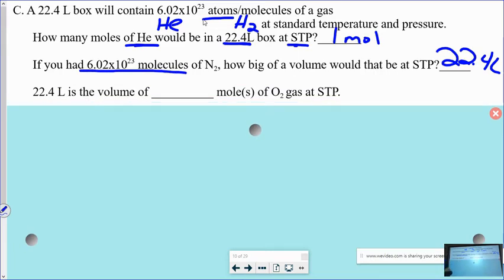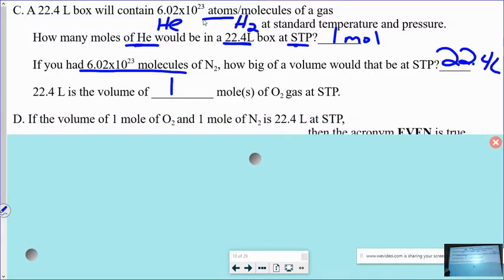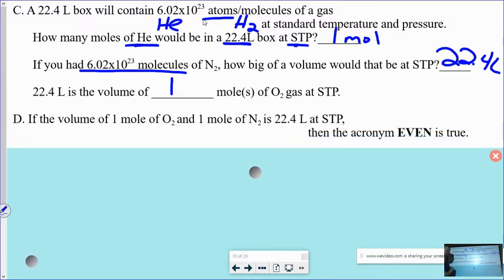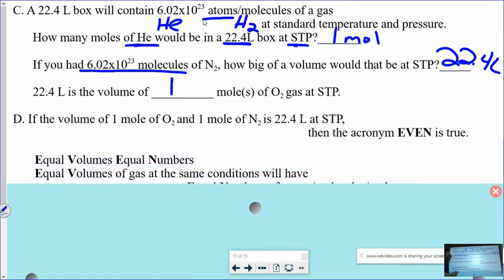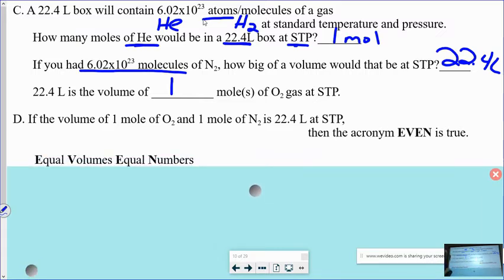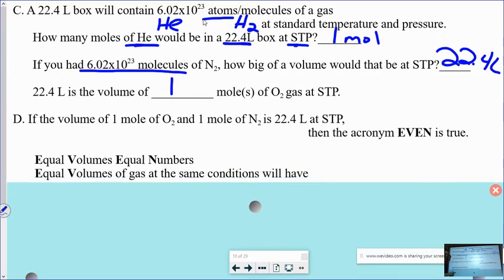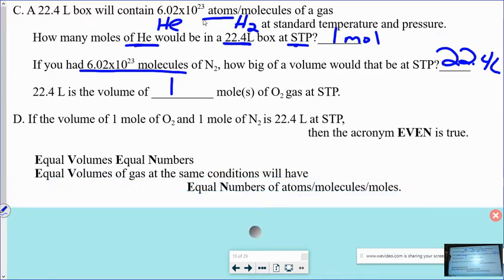22.4 liters is the volume of 1 mole of O2 at standard temperature and pressure. If the volume of 1 mole of oxygen and 1 mole of nitrogen is 22.4 liters at STP, then the acronym EVEN is true. EVEN says equal volumes of gas have equal numbers, and we have to add a little bit to that. Equal volumes of gas at the same conditions will have equal numbers of atoms or molecules of gas.